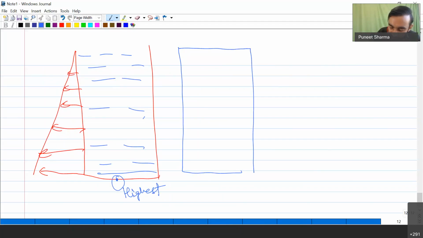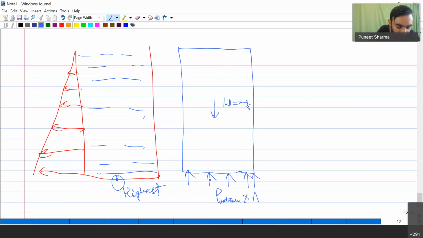Okay, so what is happening? The weight of this liquid column is acting in the downward direction, which is equal to m into g, and from the bottom some pressure P is acting. I am calling this pressure the bottom pressure, multiplied by the area of this bottom face. So that will be the force.